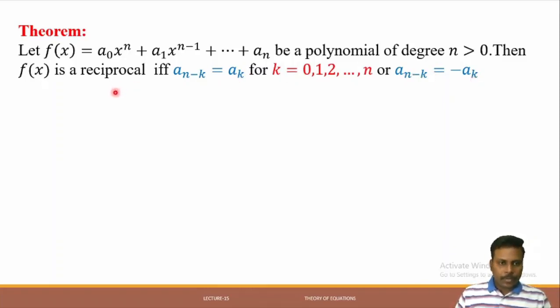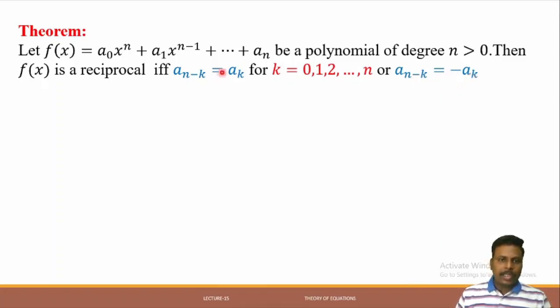That means if k is equal to 0, then this becomes an, and k is equal to 0 means this is a naught. If you observe, a naught is the leading coefficient and an is the constant term. That means a naught is the first term and an is the last term. That means from the last it is the first term. Now if k is equal to 1, if I substitute, then this becomes a n minus 1, this is equal to a1. That means this is the second term and this a n minus 1 is the second last term. Okay, so like this you can verify this condition. Similarly, a n minus k is equal to minus a k.